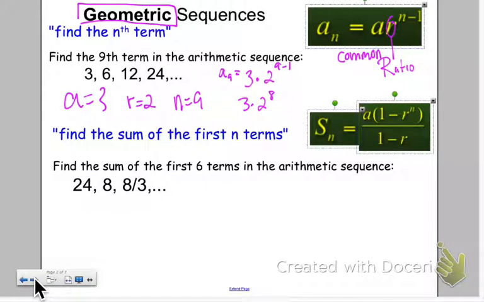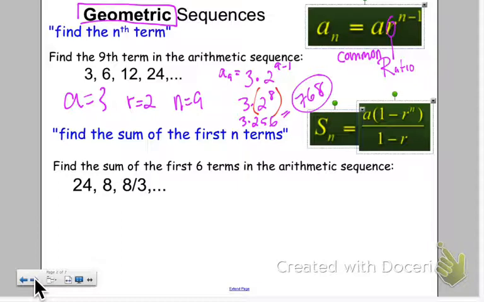If you don't know how to plug this into your calculator, the exponent has to be done first. You have to do the exponents first before you multiply. So 2 to the 8th is 256. So we have 3 times 256, which equals 768, our ninth term. Because we're multiplying here, this is actually exponential, which is why it's in this unit to begin with. The numbers can get really big really fast.